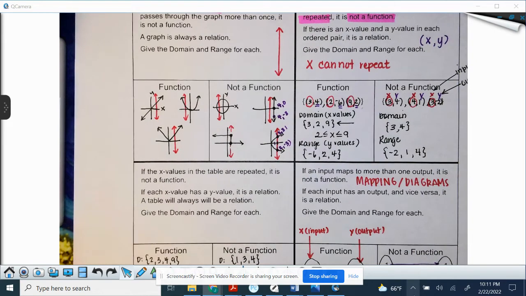It's just a difference in the way that they illustrate your data, whether it be in a line or in a table or in ordered pairs or in a mapping. But at the end of the day, x cannot repeat. Input values cannot go to more than one output value. All right, guys. Hope that makes sense. You got to fill it in.